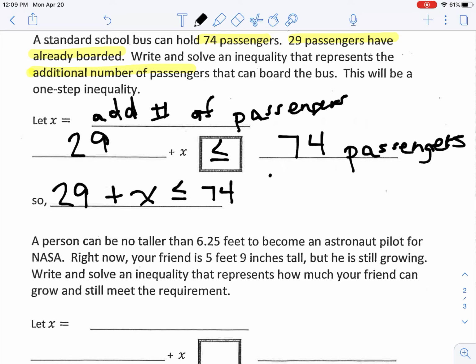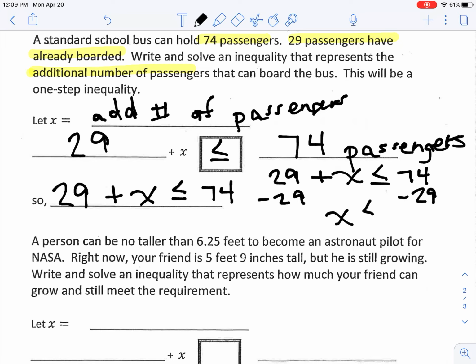Now we're going to come over here and solve that. Subtract 29 from the left. Subtract 29 from the right. So the number of passengers, we can take up to 45 more passengers on the school bus.